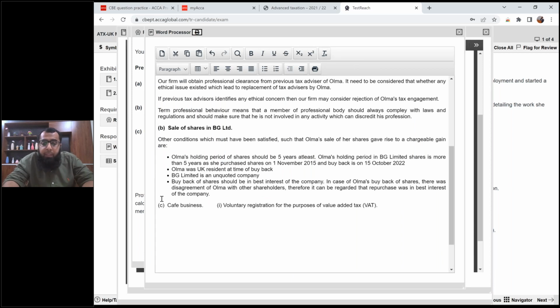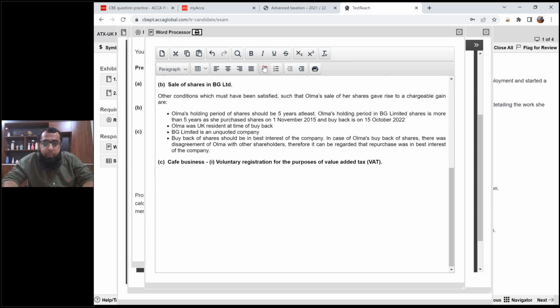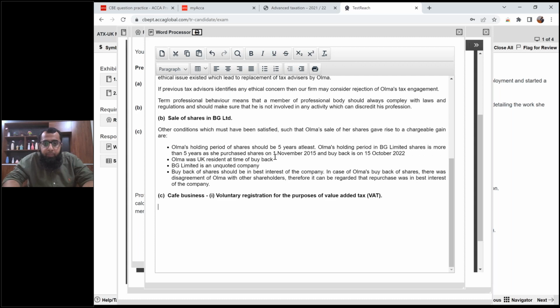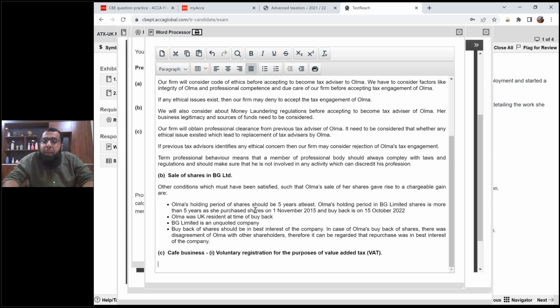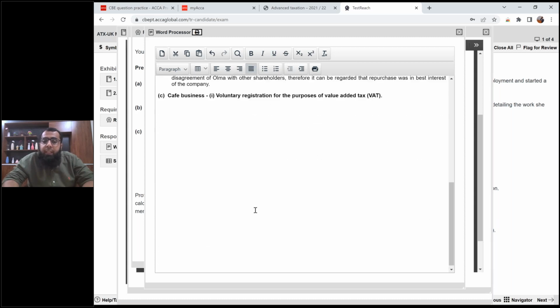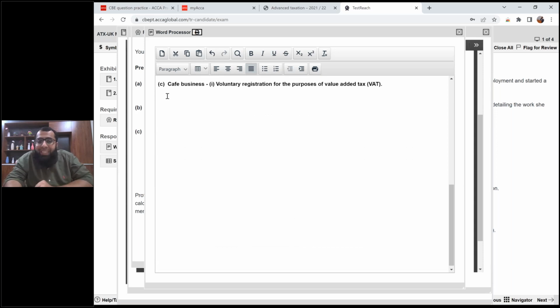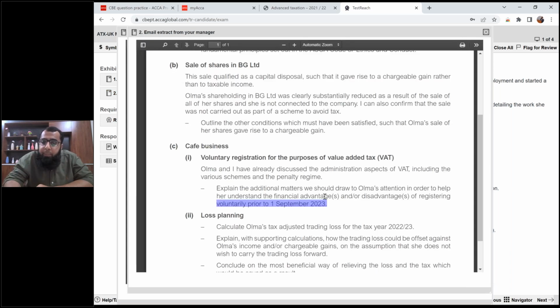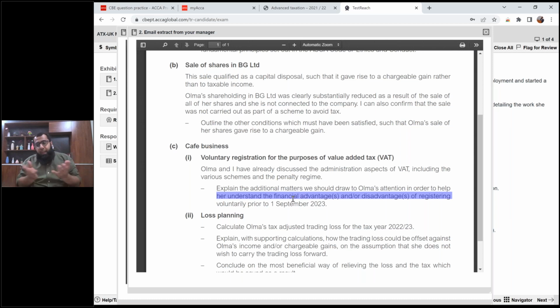Okay. Cafe business, voluntary registration for the purpose of VAT. Now, I want you all to participate and give me some points: if she registers for VAT earlier, prior to 1st September 23, what are the financial advantages or disadvantages which can apply? Anyone, please tell me some points on the question tab.